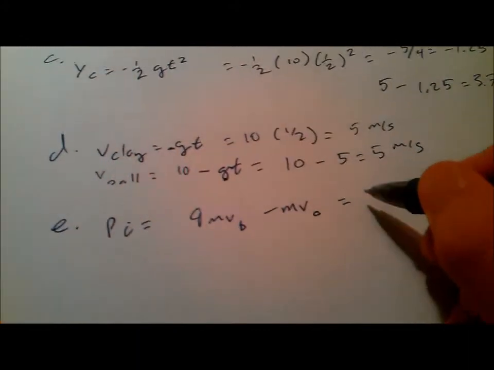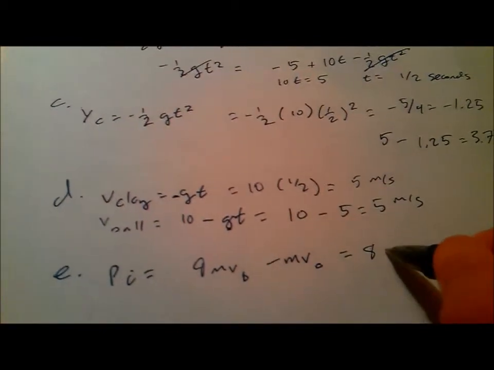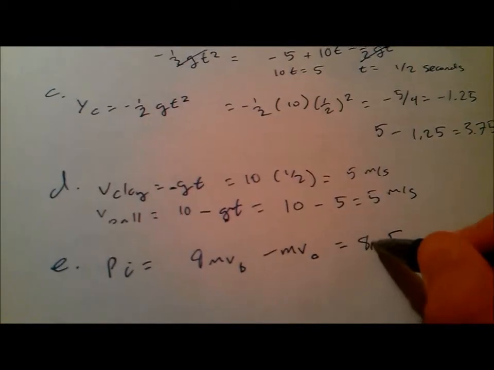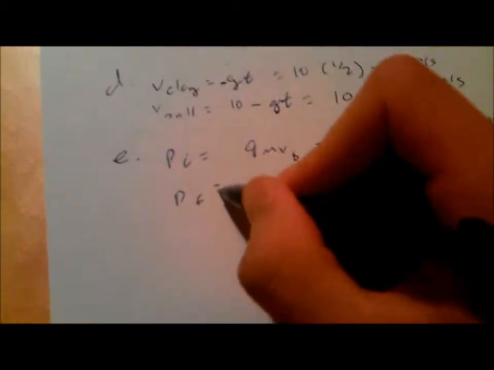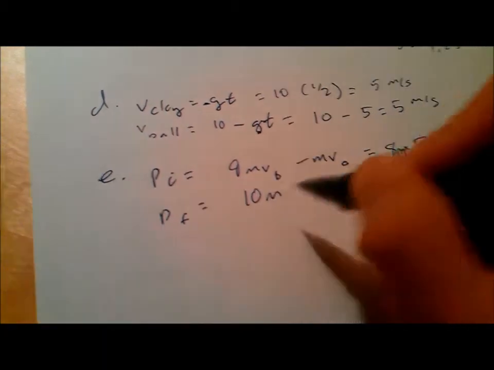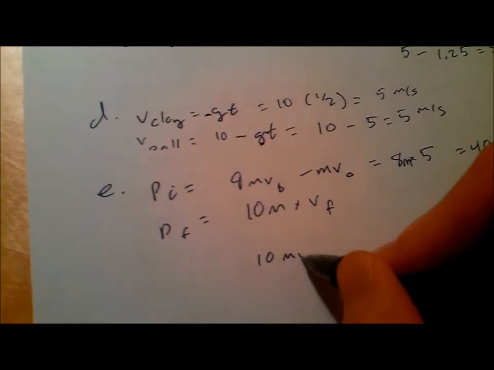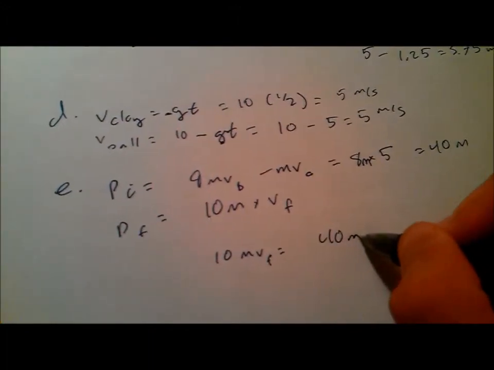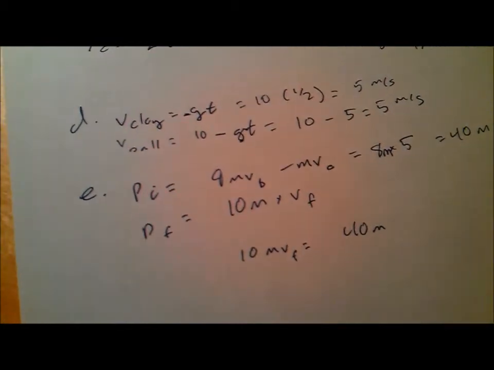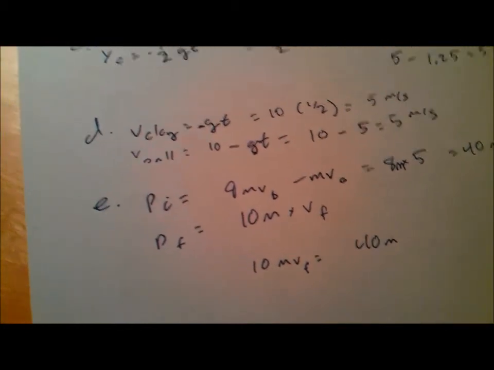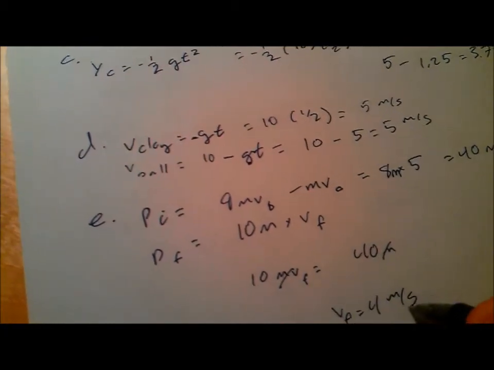We got the velocity is 5, obviously, so it's going to be 8m times 5, that's 40m. Final momentum, combined mass is 10m, and then Vf. So we're going to get 10m Vf equals 40m, since we're just equating these two, since momentum is conserved in any collision, and so Vf is obviously 4 meters per second.